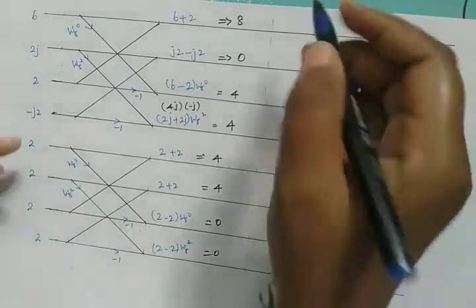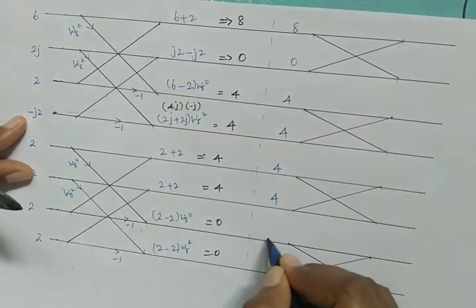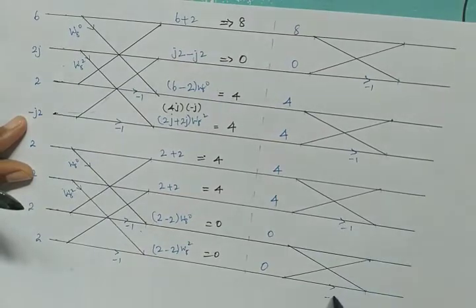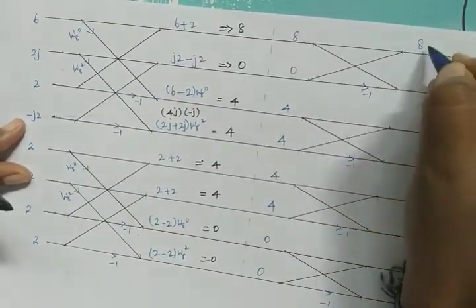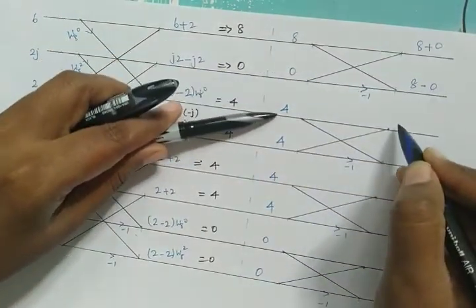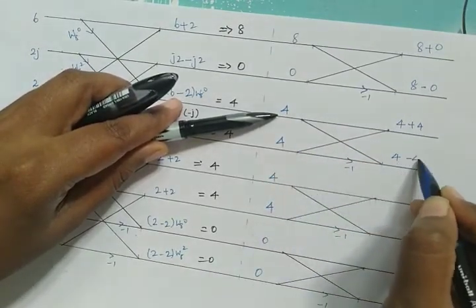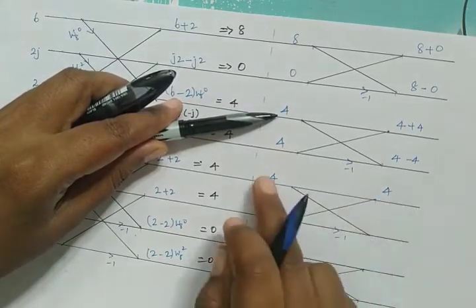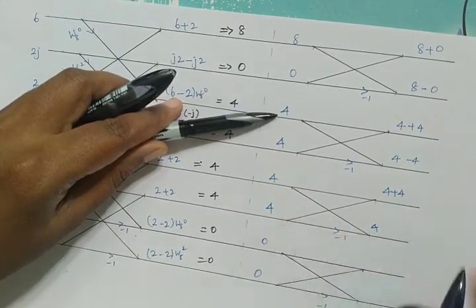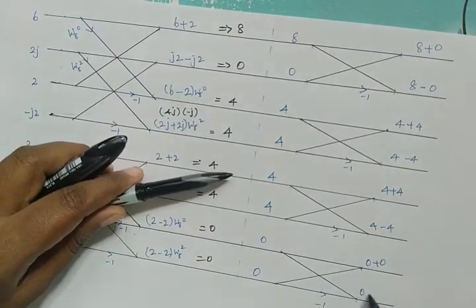So here we have input 8, 0, 4, 4, 4, 4, 0, 0. And here we have minus 1, minus 1, minus 1, minus 1. And now write 8 plus 0. And here it is 8 minus 0. This is 4 plus 4. And here it is 4 minus 4, because 4 into minus 1. And here it is 4 plus 4. Here it is 4 minus 4, 4 into minus 1. You should not forget this. Here we have 0 plus 0, 0 minus 0.